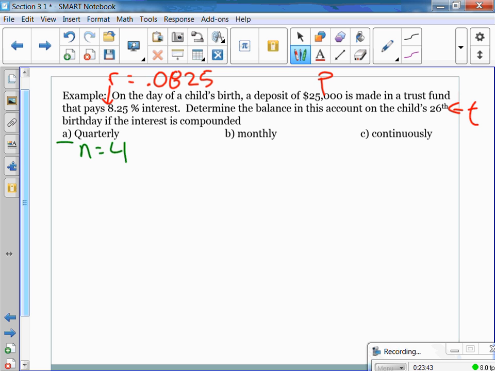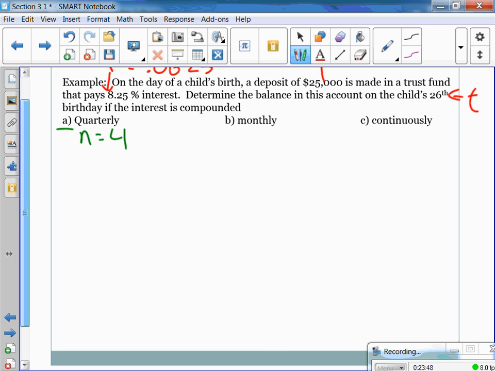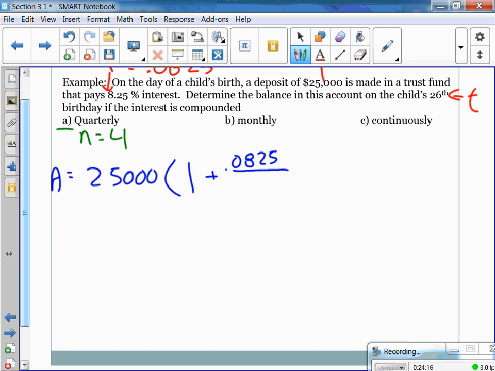So we have our A equals 25,000 times 1 plus 0.0825 divided by the number of times compounded, 4, raised to n. Absolutely. So what do we get?